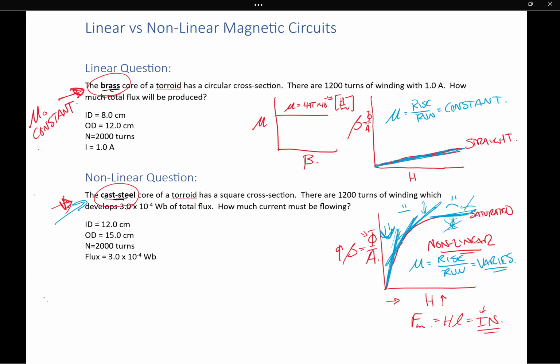That's our first step. Our second step is to look at the geometry of the problem. This one has a circular cross section. It's a toroid. Toroid means kind of donut shape, so these are both kind of donut shapes. This one has a circular cross section and this one has a square cross section. This has nothing to do with whether it's linear or nonlinear.